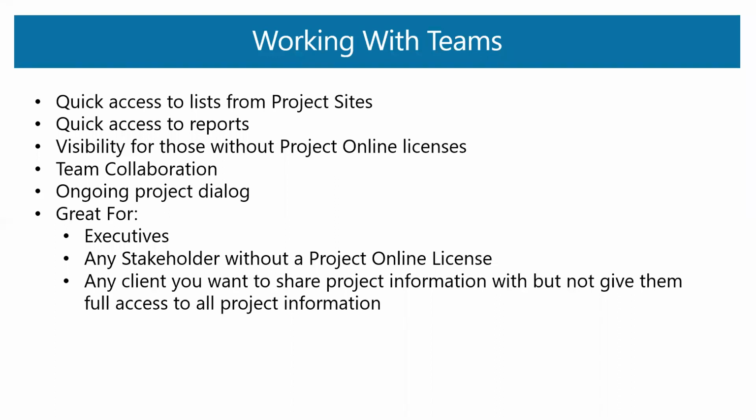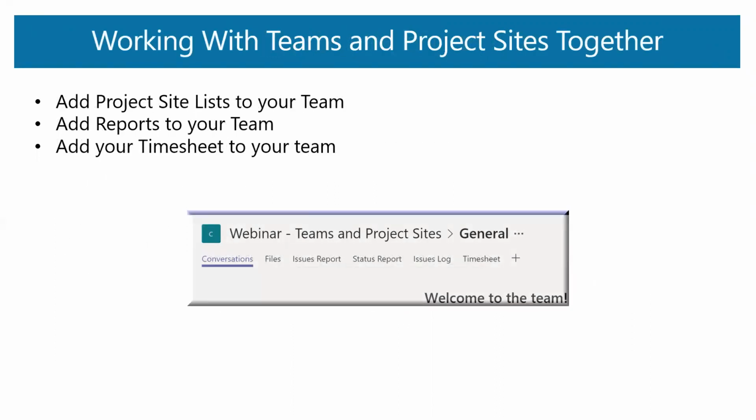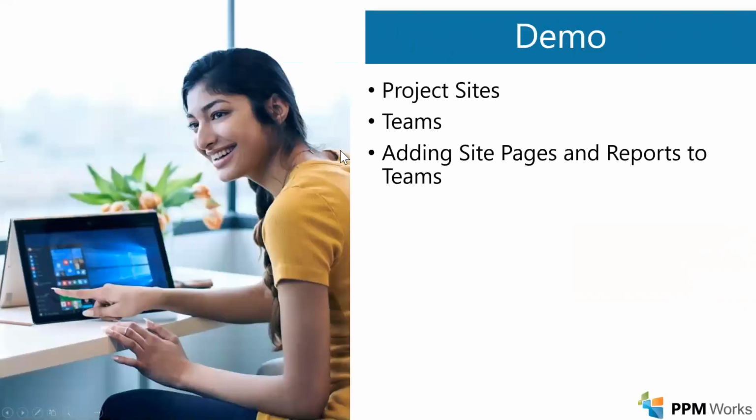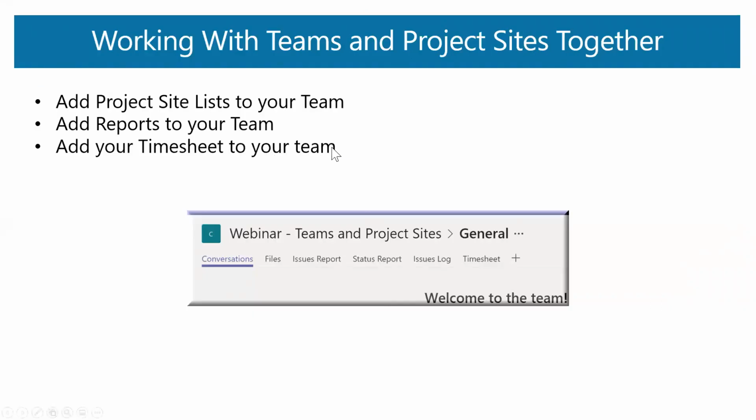It's great for executives who really just want the big picture and maybe want to look at some reports. It's also good for any stakeholders without Project Online licenses, or any client that you want to share project information with, but not give them full access, as I said before, to all of the project information. So what happens when we take project sites and couple them with Microsoft Teams? I'm going to show you how you can easily access those lists, how you can look at the reports, and then just for fun, I added my timesheet to one of the teams as well.